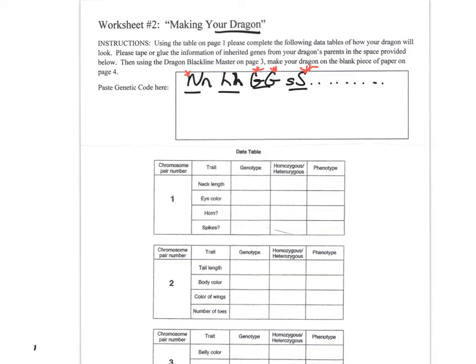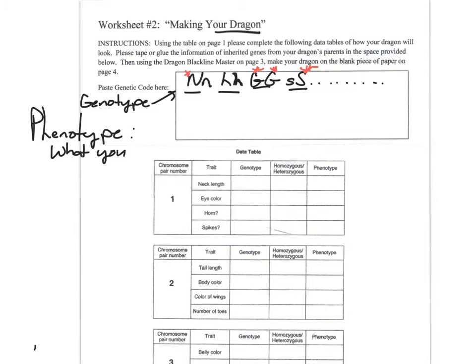By the way, the thing you see, the trait that you actually see, we call it phenotype. All right. This here, this genetic code, is called the genotype. This is a genotype. Okay. So the phenotype is what you see. Okay. All right.